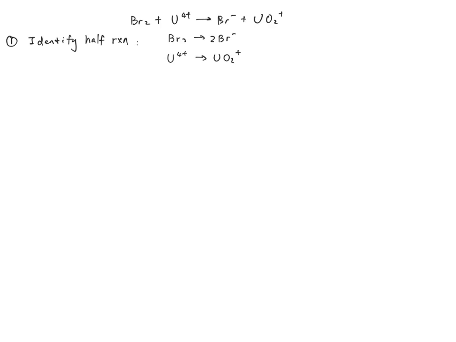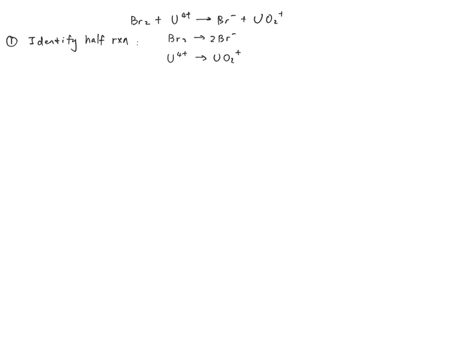Okay, continuing from where we were in the last lecture. We started to talk about how to balance a redox reaction. The example we had is here: bromine reacting with uranium 4 plus ions, producing bromide ions and UO2 plus ions. And the method that we're using is done by steps.